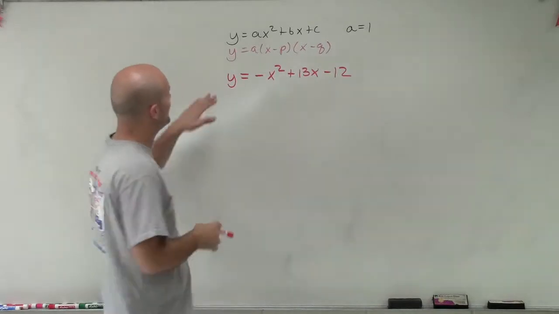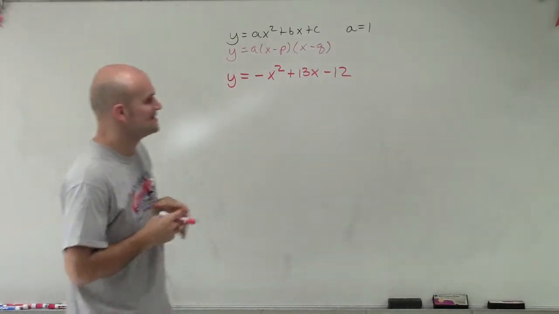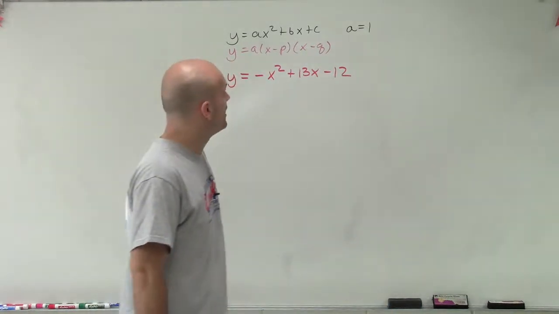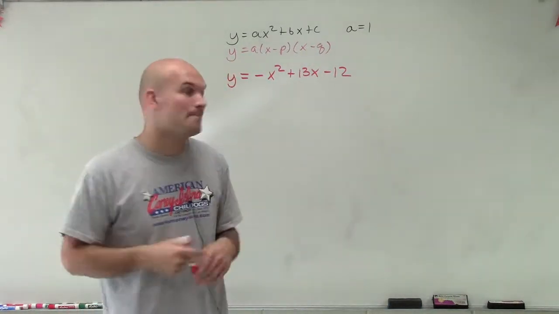Welcome. So what I have here is y equals negative x squared plus 13x minus 12. And what we're going to do is learn how to solve this by factoring. And the factoring technique is what I'm going to call the box technique.